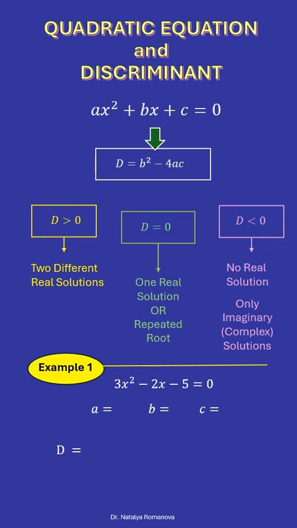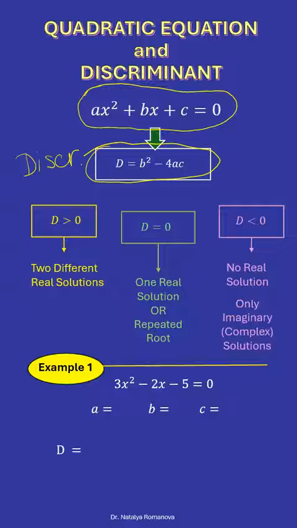Hello, smart people! We are going to discuss how the discriminant impacts the number and type of quadratic equation roots. Quadratic equation. Discriminant D equals b squared minus 4ac. It is the characteristic that tells us the nature of its roots. If a, b, c are the coefficients of a quadratic equation, then its discriminant equals b squared minus 4ac.